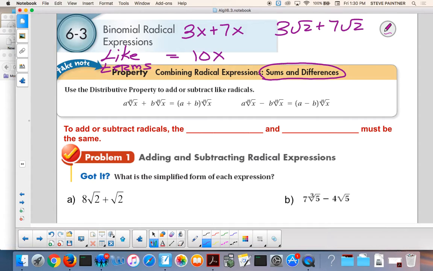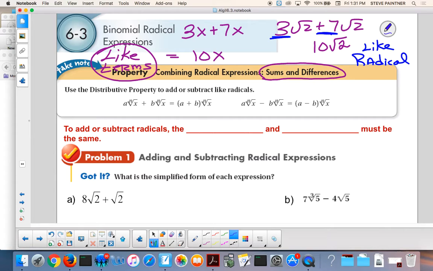Any guesses? 10 square root of 2? Okay. Yes, you're right. It is 10 square root of 2. What's the term do you think I'm going to call it? I'm not going to say like terms. I'm going to say those are like. Can you add those? Yes, because they're like what? Coefficients. There you go. You said it. No, Molly said it. She said they're like what? Radicals. If you have radicals that are identical, square root of 2 and another square root of 2, well, how many do you have? 3 of them plus 7 more of them make 10 of them. So that's why you can add them.